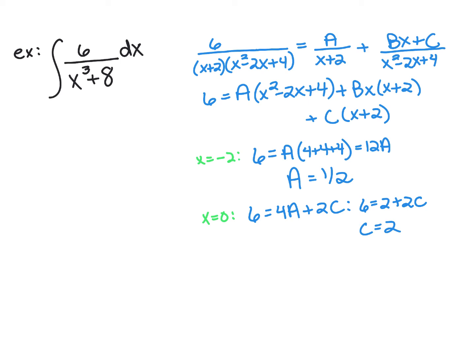One more. We can keep plugging in values of x if you want. Let's try x equals 1 because it's easy. So 1 minus 2 plus 4, 6 still equals 6, right? So this guy right here is a times 1 minus 2 plus 4, plus b times 1 times 3, that'll be 3b, plus 3c.